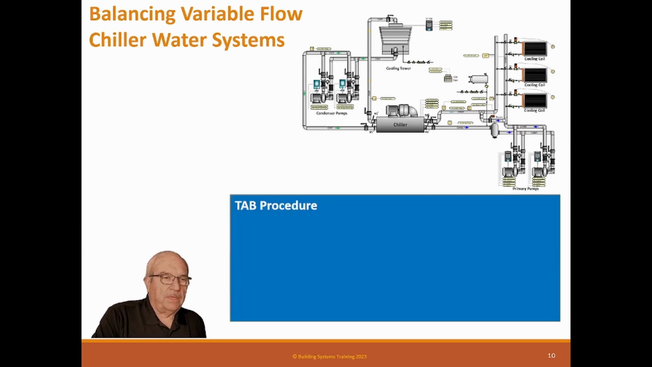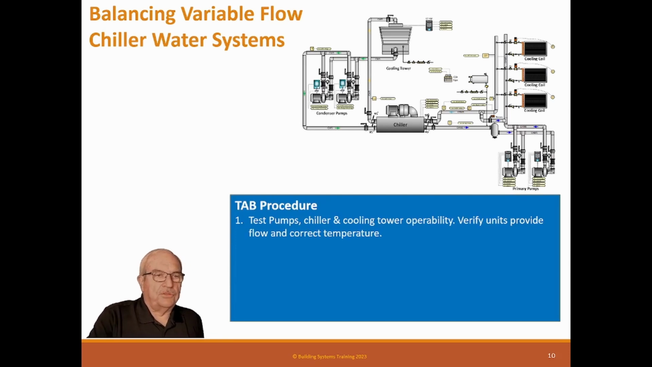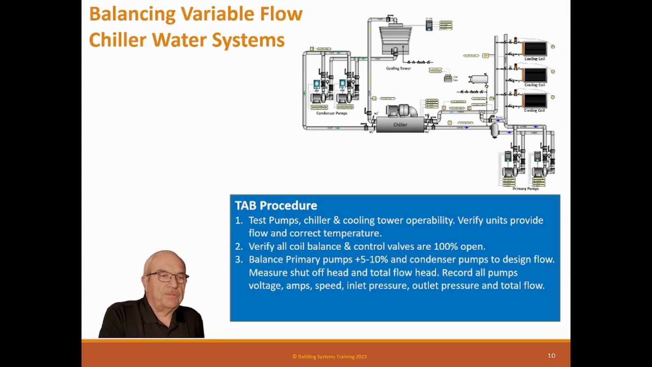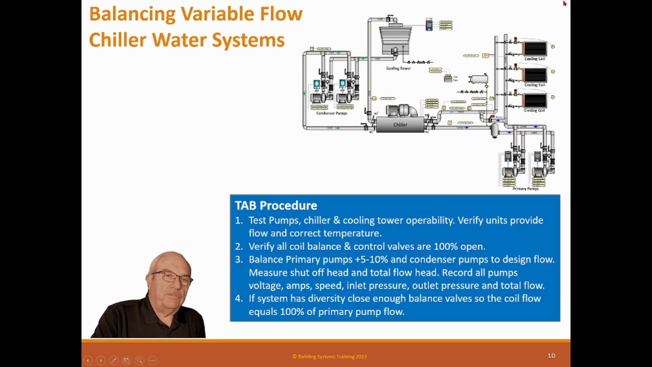All right, so let's look at balance. Again, test the pumps and chiller cooling tower operability. Verify the unit provides flow and correct temperature. Verify all balance and control valves are 100% open, just like you did the last time. Balance the primary pumps to plus 5 to 10% and condenser pumps to design flow. Measure the shutoff head and total flow head. Record all pump voltage, amps, speed, outlet pressure, and total flow. You'll probably remeasure the primary pumps once you've balanced them. If the system has diversity, close enough balance valves so the total flow equals 100% of the primary pump flow.